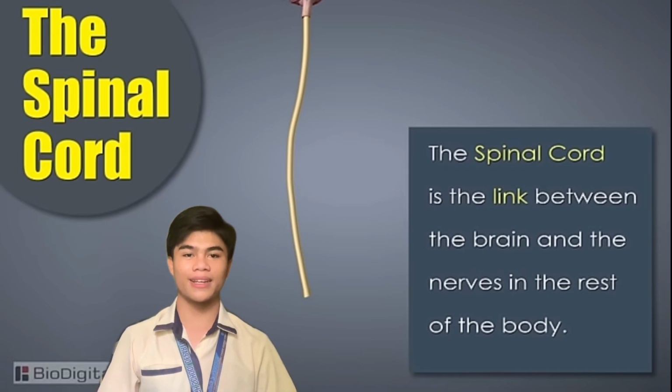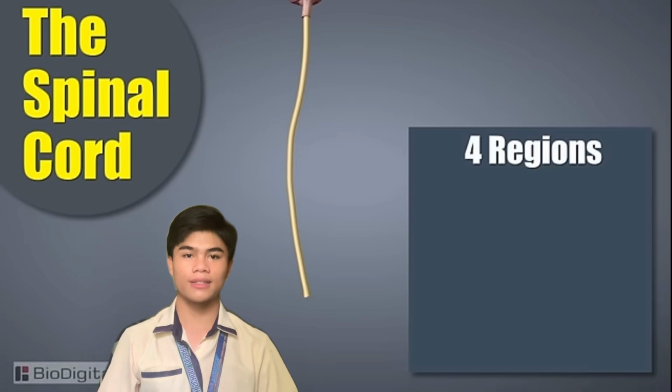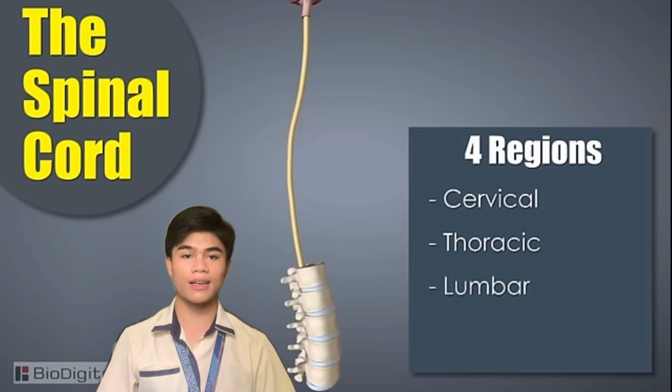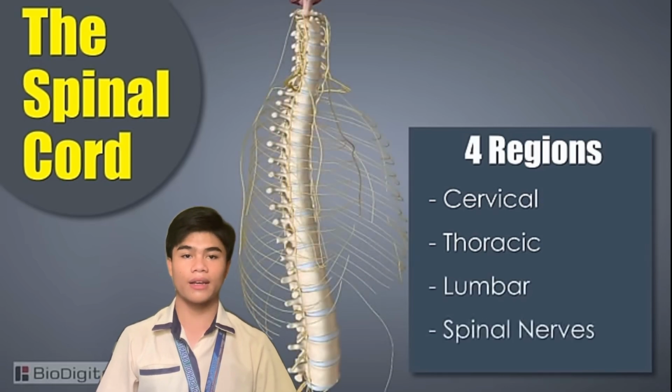The spinal cord is the link between the brain and the nerves in the rest of the body, and it is divided into four different regions. We have cervical, thoracic, lumbar, and sacral, and afferent and efferent spinal nerves that merge to form peripheral nerves.